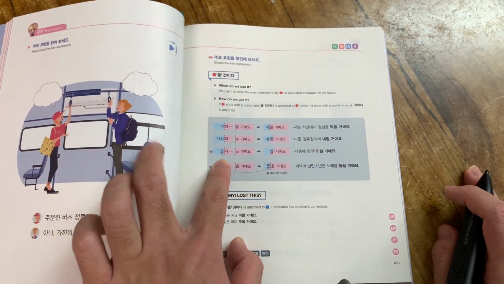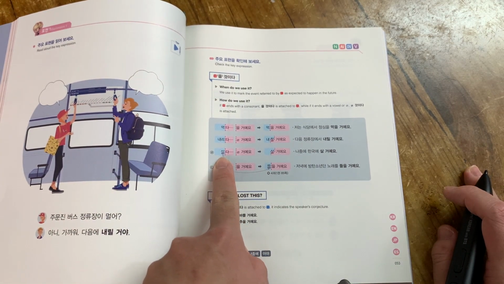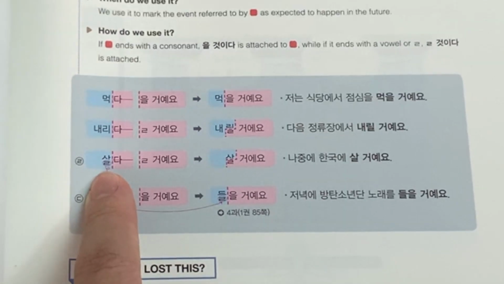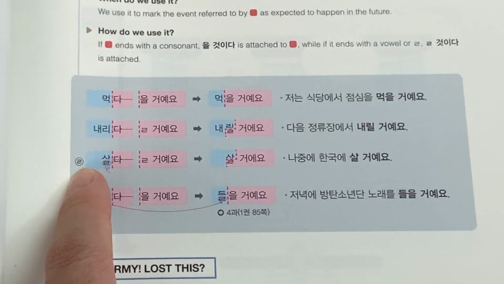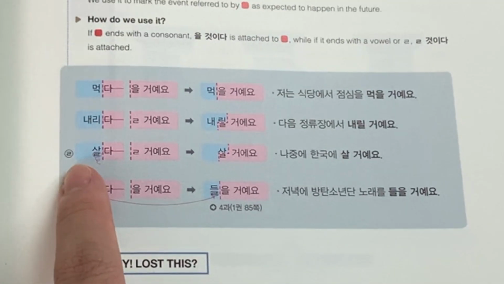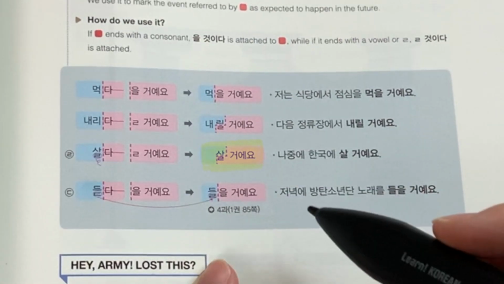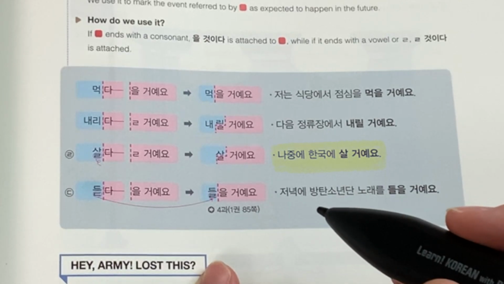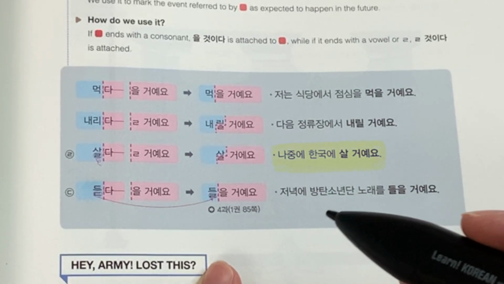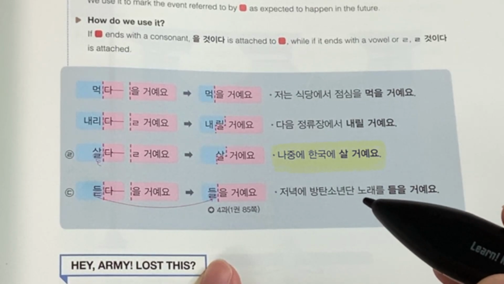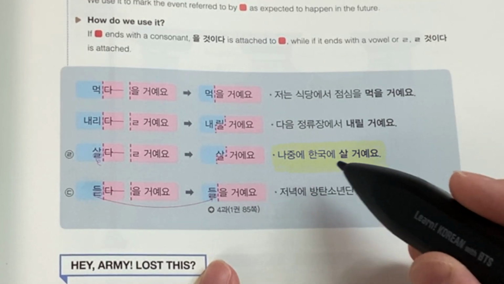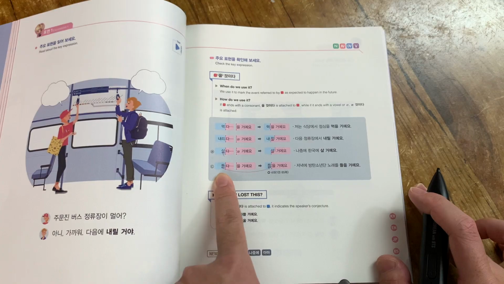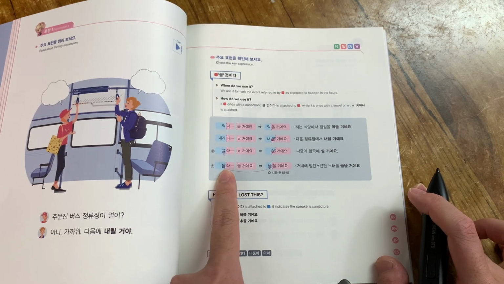And then the third one, we have 살다, which is to live. Since 살 ends in the 를 consonant, we can just keep the 를. So 살 거예요. 나중에 한국에 살 거예요. Later, I will live in Korea. That's a dream.